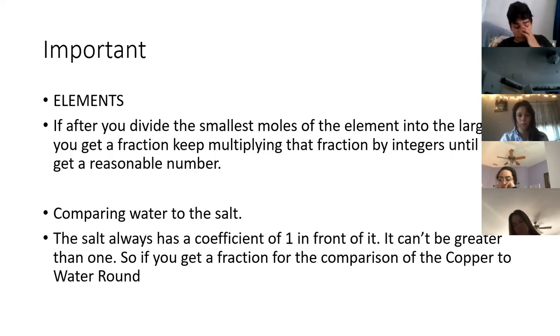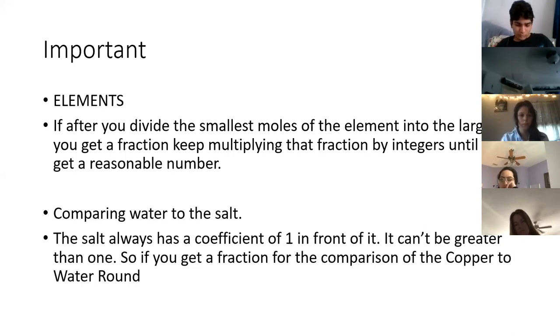On the other hand, when I'm dealing with the ratio of the salt to the water, the salt can never be anything other than 1. So if I have something like a ratio of 1 to 1.25 salt to water, well, if I multiply the 1.25 by 4, then I have to also multiply the salt by 4 to have a 4 to 5 ratio, to have the same molar ratio. Does that make sense to you?